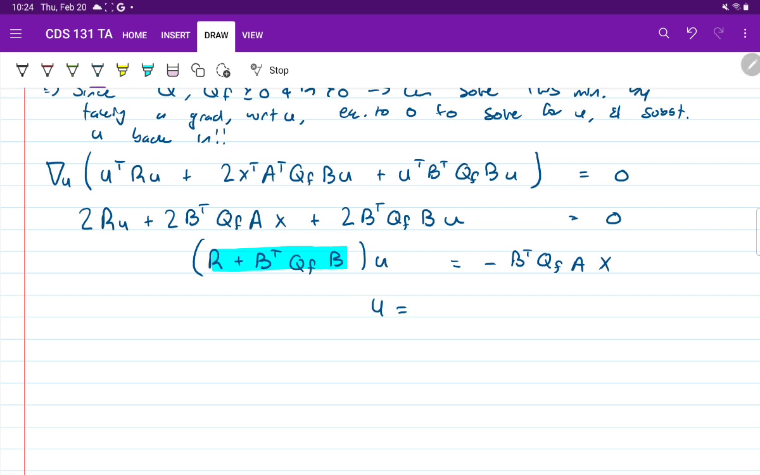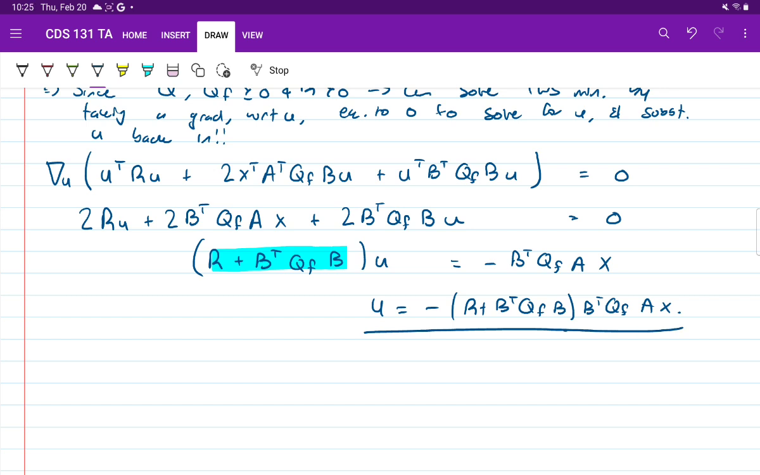So if I solve for u, then what I end up getting is a minus R plus B transpose Qf times B, inverse, times B transpose Qf times A, all multiplied by x, okay? So what this gives me is my optimal control at time n minus 1 as a function of x, all right? Now what I observe is this optimal control law is actually a state feedback control law, right? I have some matrix multiplied by my state x, okay? This is kind of interesting.